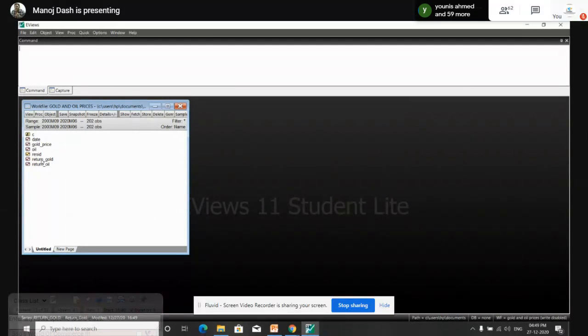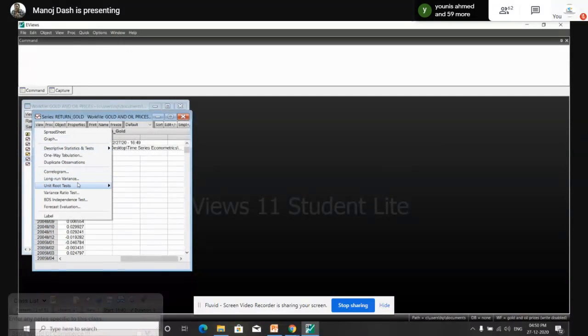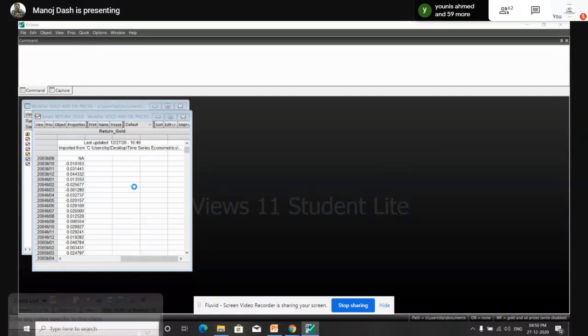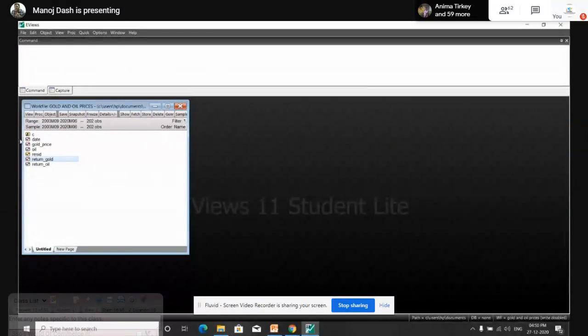So now what happened? Click return. Check whether it's stationary or not. Graph. Directly check. Stationary. Clear? Now see, gold price is not stationary, but return gold is. What is return gold? Return gold means D of gold, the difference between the two days' price, the first difference, the return price. So I want to find out the ARIMA model of return gold price.